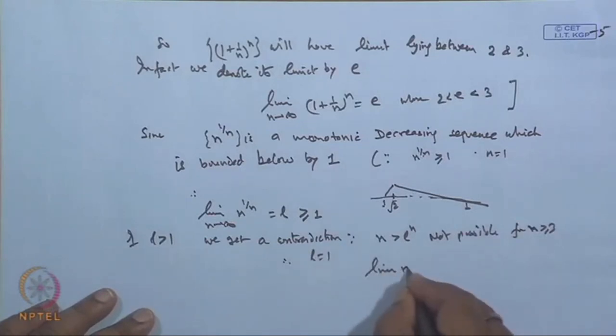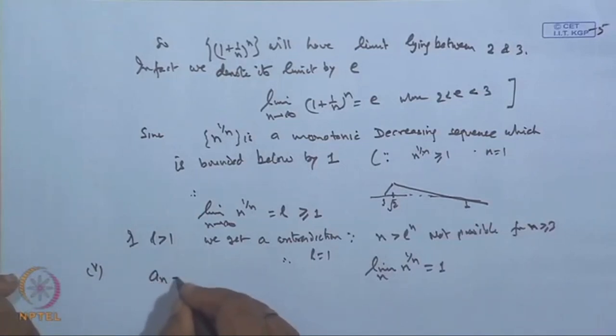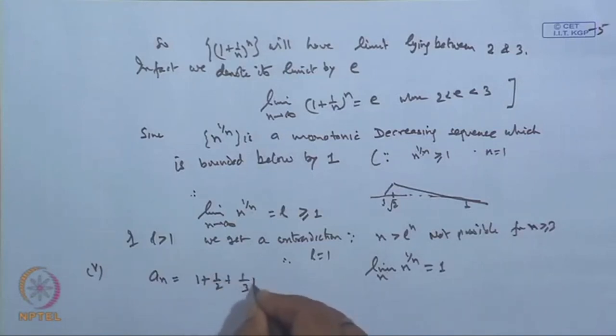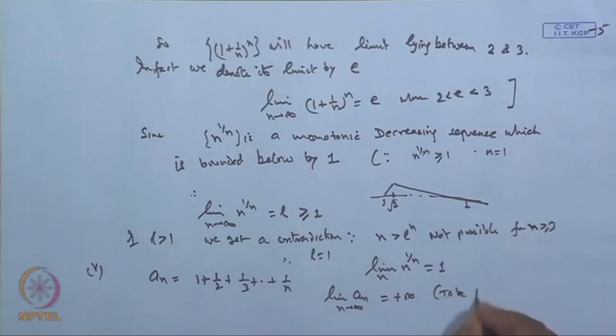So, the limit of n to the power 1 by n is 1. Okay, that is also an interesting limit. Then another limit: suppose we have a sequence in the form of a series, 1 plus 1 by 2, 1 by 3, up to 1 by n. The first n terms of this series are denoted by a_n. Now, when you take the limit of this a_n, we say it will not exist. The limit of a_n when n tends to infinity will be plus infinity. This is to be proved.